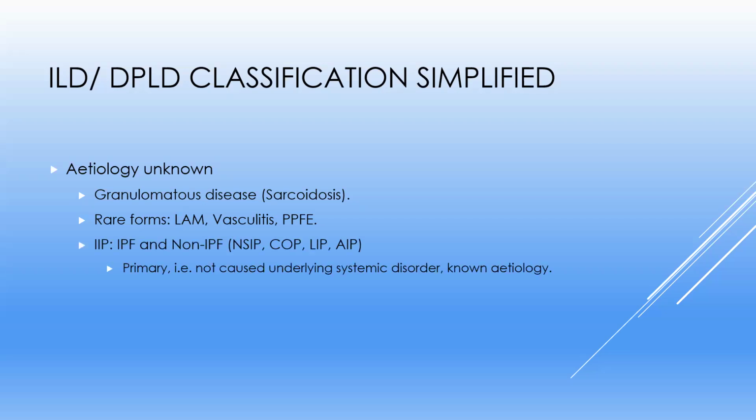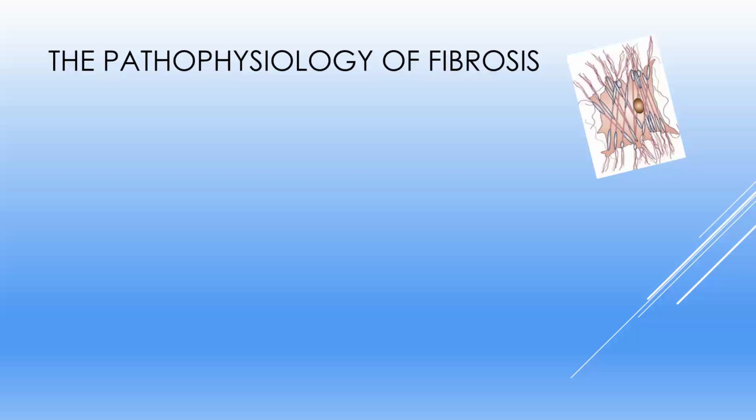And then we talk about an interesting group called idiopathic interstitial pneumonias. And this is broken down into IPF and non-IPF. And the important thing here is they do represent a primary pulmonary disease and they don't have a secondary systemic disorder. So just some pathophysiology of fibrosis.